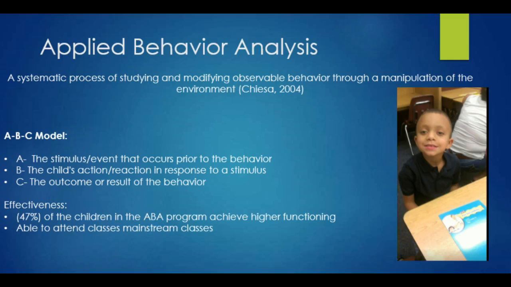This methodology or program requires the parent and teacher to be in constant feedback and correction of a child's behavior. So the success of this program is interdependent on both the home environment as well as the school environment to reinforce those behaviors. The effectiveness so far shows around 47% of the children in an ABA program achieve higher functioning, and then they're able to attend classes in the mainstream, which is obviously the least restrictive environment for education, the ultimate goal of where we wish to place a child diagnosed on the spectrum.